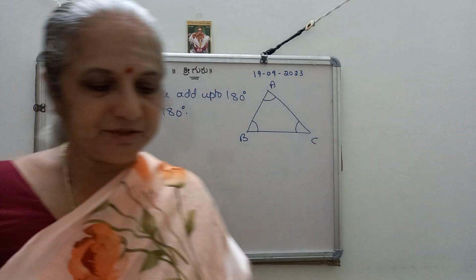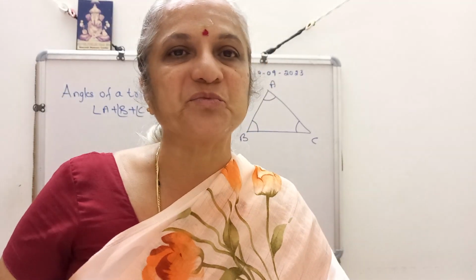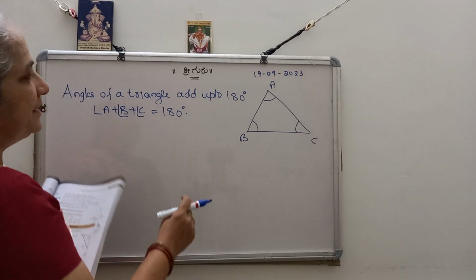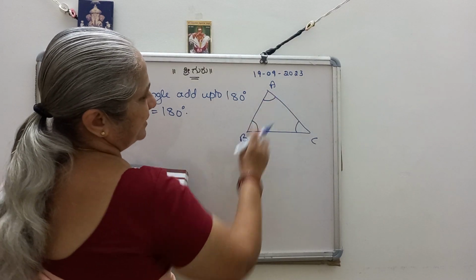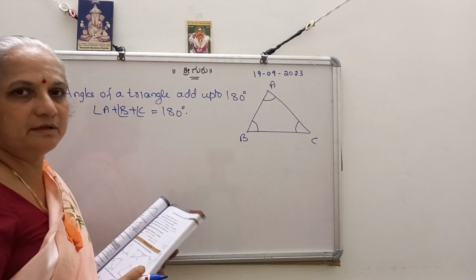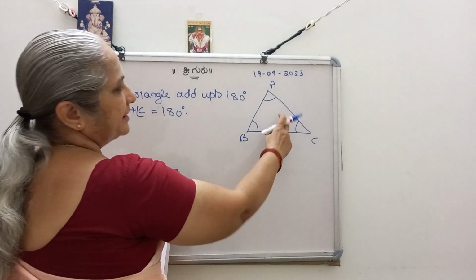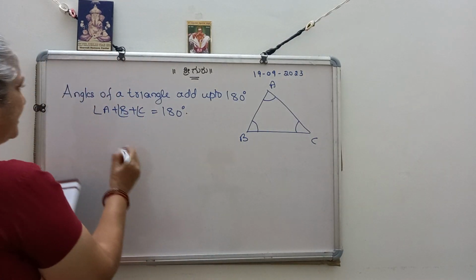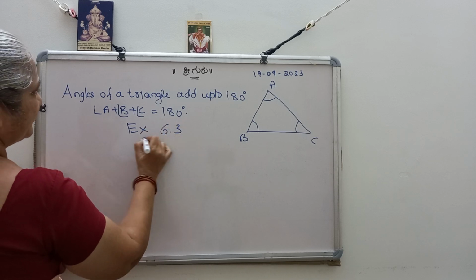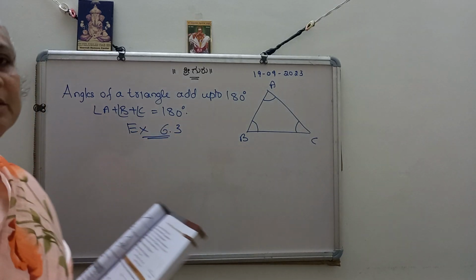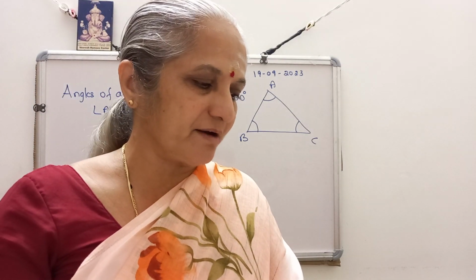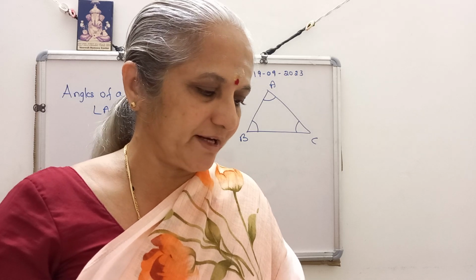Based on this, let us solve exercise 6.3. When the measures of two angles of a triangle are given, we can find the third angle by using this property. So, exercise 6.3. You have the figures with you, right? First main. Find the value of the unknown x in the following diagrams.